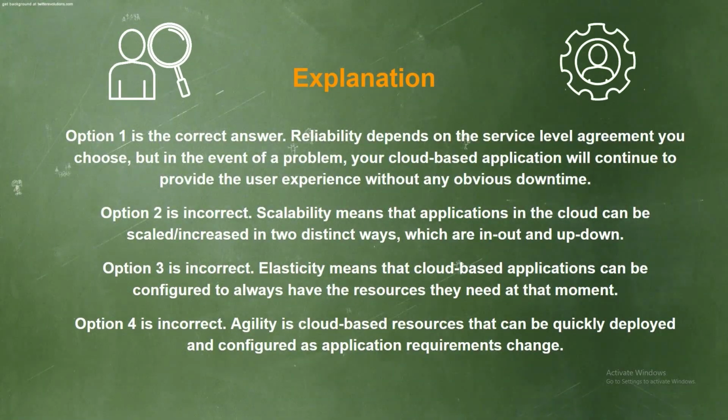Explanation. Option 1 is the correct answer. Reliability depends on the service level agreement you choose, but in the event of a problem, your cloud-based application will continue to provide the user experience without any obvious downtime. Option 2 is incorrect. Scalability means that applications in the cloud can be scaled or increased in two distinct ways, which are in-out and up-down. Option 3 is incorrect. Elasticity means that cloud-based applications can be configured to always have the resources they need at the moment. Option 4 is incorrect. Agility is cloud-based resources that can be quickly deployed and configured as application requirements change.